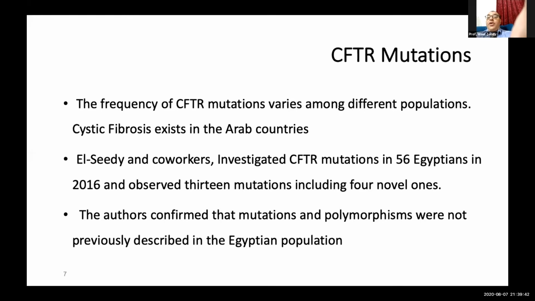Eldin and co-workers in Egypt conducted an interesting study about CFTR gene mutations in 2016, and they found 13 mutations. Four of them were really novel. The authors confirmed that these mutations and polymorphisms were not previously described in the Egyptian population.